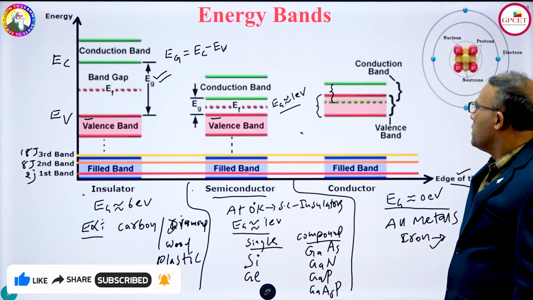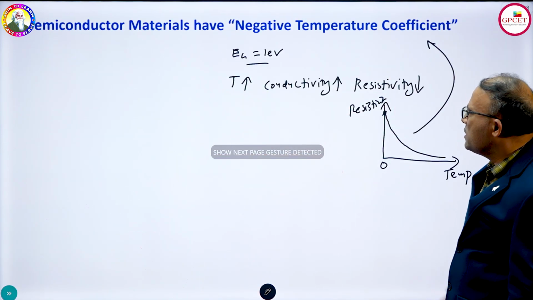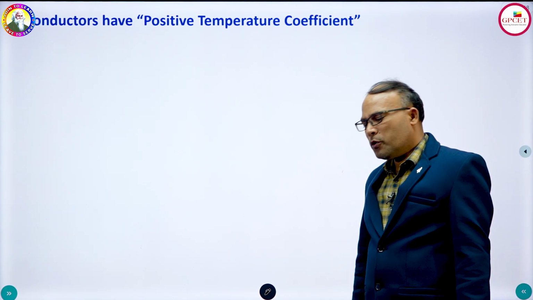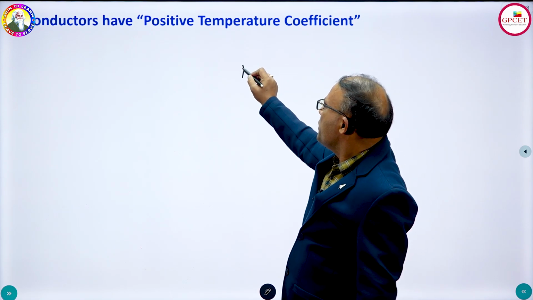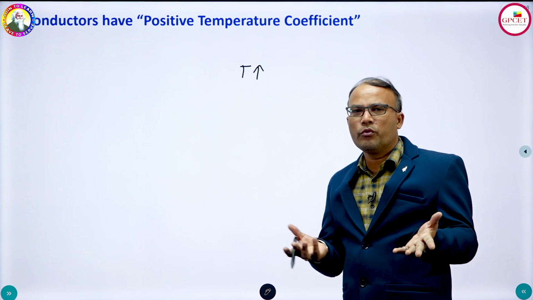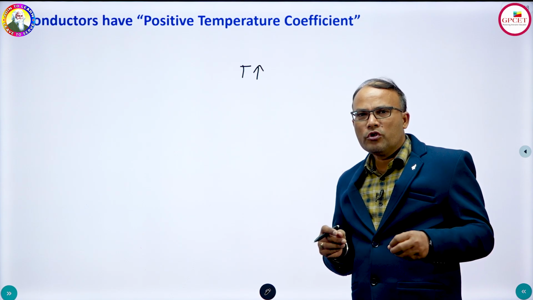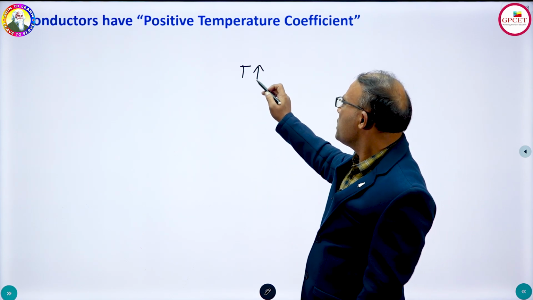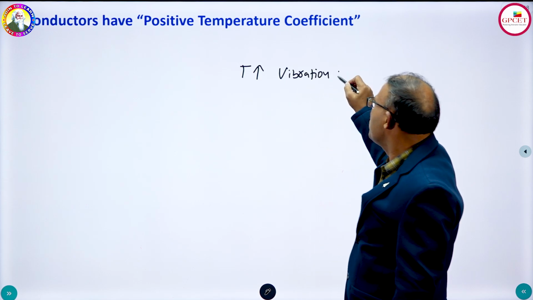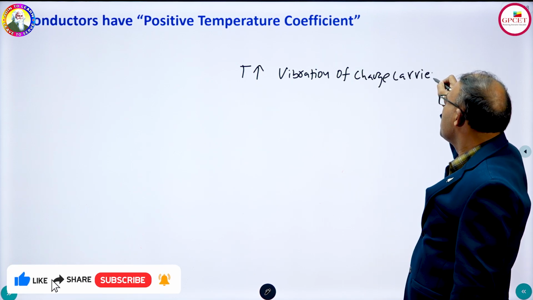Now I can say that these conductors have positive temperature coefficients. What is this positive temperature coefficient? Because there is no gap, because it's overlapped, it's already filled with electrons, there is no gap for electrons to move in the device. So as temperature increases, the vibration of charge carriers decreases.